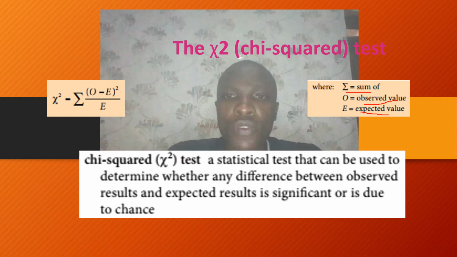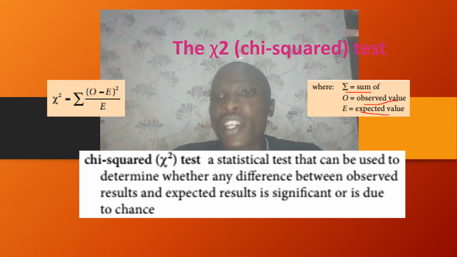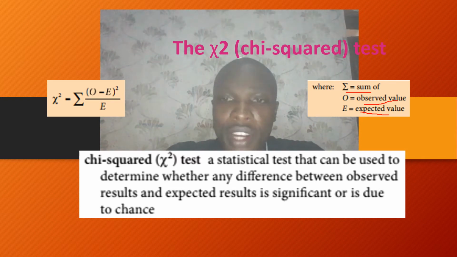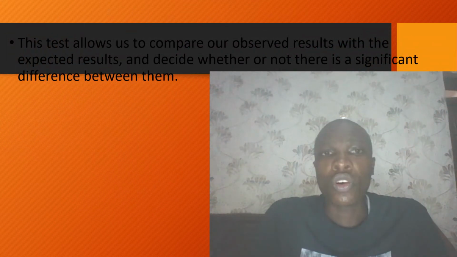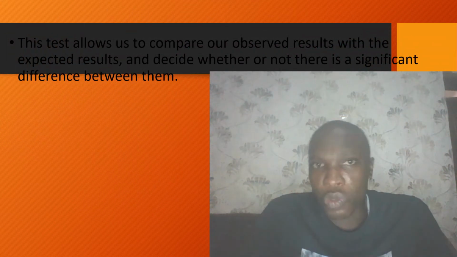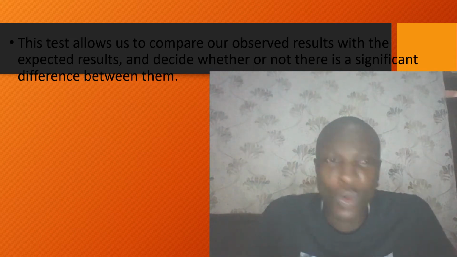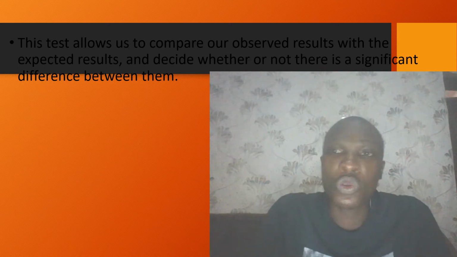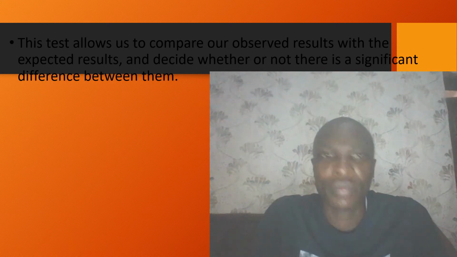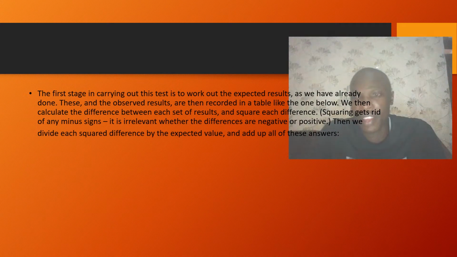So we always use it to determine whether any difference between the observed results and the expected results is really significant or due to chance. It is very vital to understand this. So you need to know that this test allows us to compare our observed results with expected results and decide whether what we have is significant or non-significant, and whether a given factor is really important in bringing about changes.